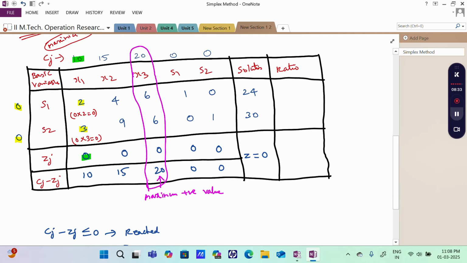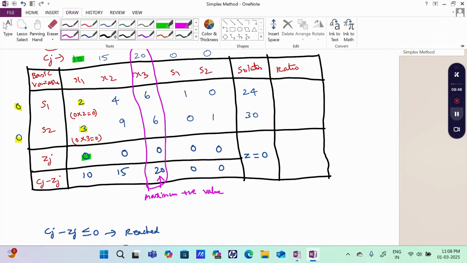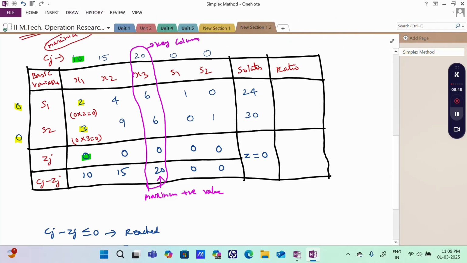Okay. This is our new selected column, the key column. Then the calculation of the ratio. So how to calculate the ratio?